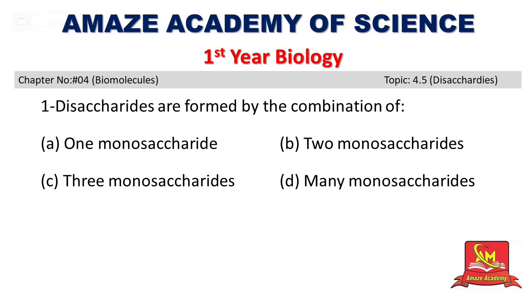MCQ 1. Disaccharides are formed by the combination of Option A, 1 monosaccharide, Option B, 2 monosaccharides, Option C, 3 monosaccharides, Option D, many monosaccharides. Correct answer is Option B, 2 monosaccharides.